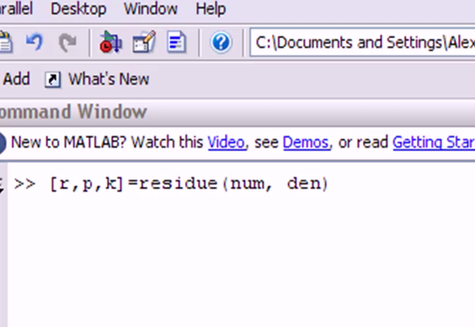The vector k contains the direct terms and will only be non-zero if the degree of the numerator is greater than or equal to the degree of the denominator.